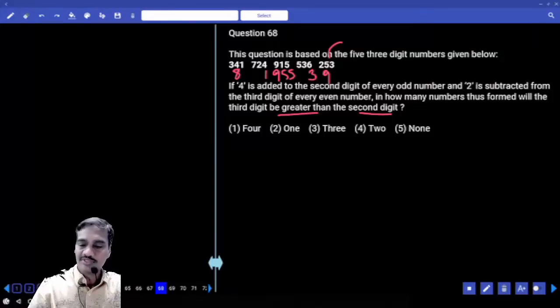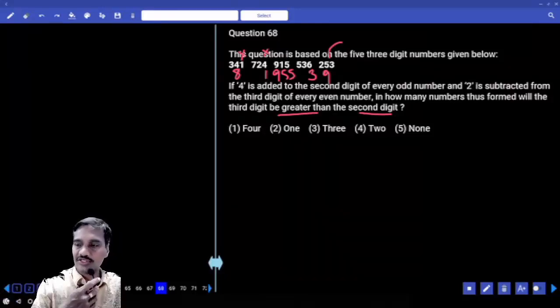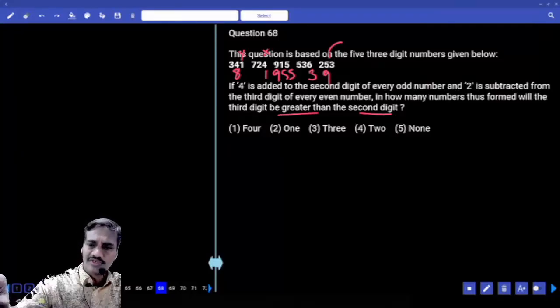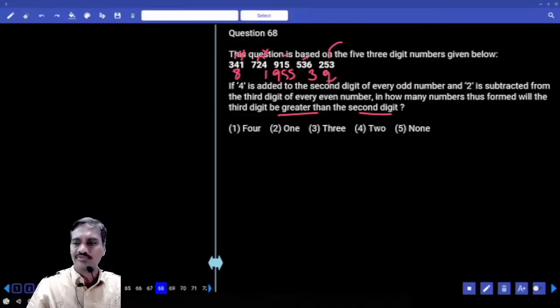Then, in how many numbers thus found will the third digit be greater than the second? Third digit 1 is lesser than 8, 1 is lesser than 2, and next here 5 and 5 are one and the same, 3 and 3 are one and the same. Which digit is greater than this one? Where can you have the third digit greater than the second digit? 8 and 1, 2 and 1, 5 and 5 are one and the same, 3 and 3, and this is 9 and 3. Is there any number here?